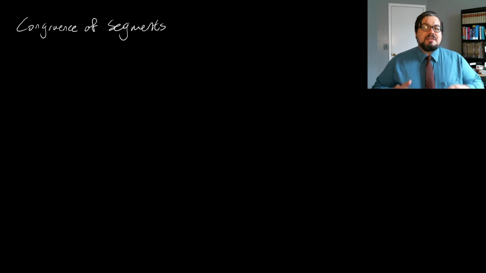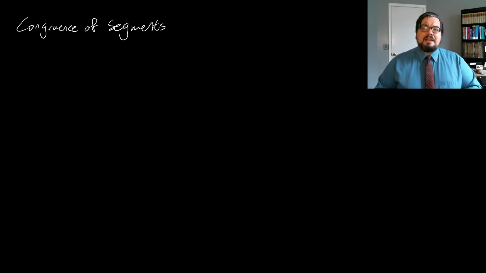In geometry, this notion of sameness is called congruence. And we're going to talk about segments being congruent, angles being congruent, triangles being congruent, and so forth. But we need to start with segments. And the congruence of other objects is going to have to wait a little bit later until we develop some more structure in terms of how we measure things like angles.